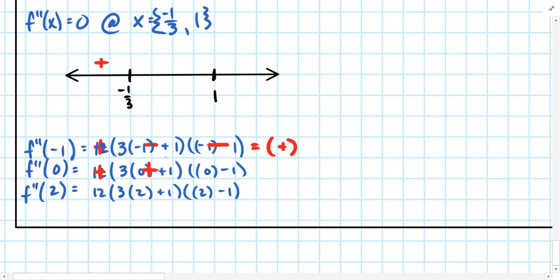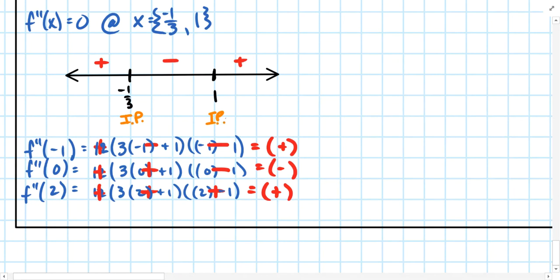Positive factor, because 0 plus 1 is positive, and then 0 minus 1 is negative, so that's going to result in a negative second derivative. And then a positive factor times a positive times one more positive will again yield a positive factor. So this interval of values will contain a positive second derivative. Based on that analysis, I would say that both -1/3 and 1 are points of inflection because our second derivative is changing.